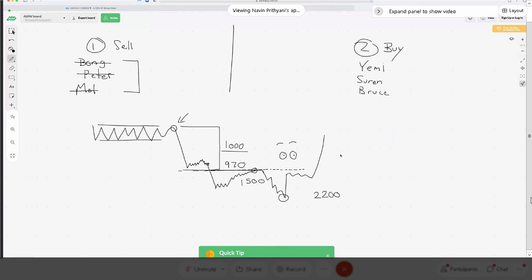The market proceeds further higher because sellers are nowhere to be seen. They're cashing out. The market pushes higher. Yemi, Surin, Bruce, do you want to buy it? Now they're getting interested. Okay, Surin, you're saying add a pullback. Okay, so let's say the pullback comes in. Do you want to buy it?